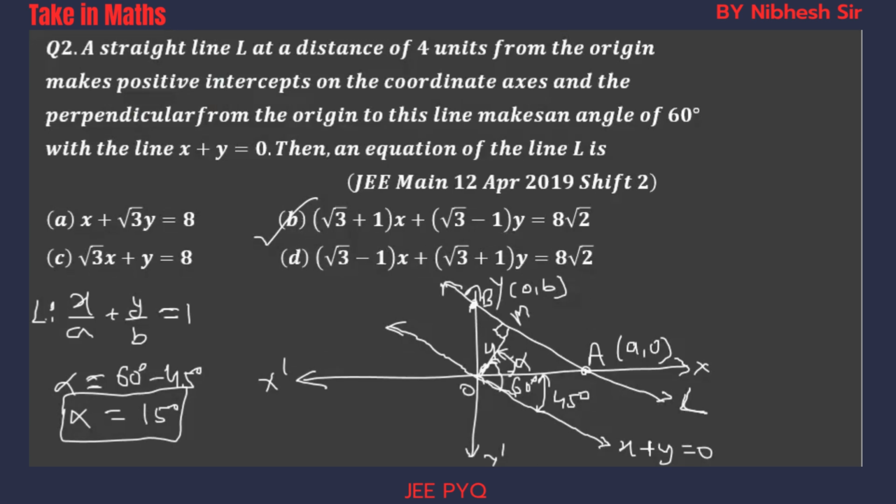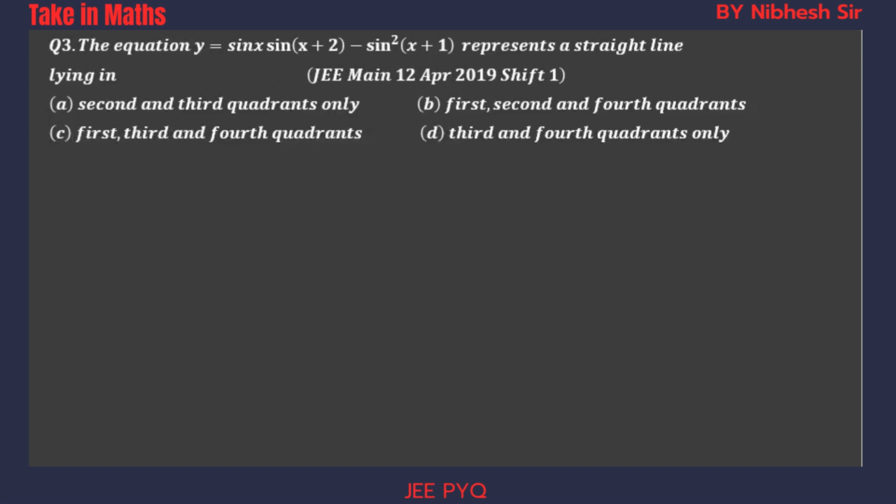Okay, so let us continue with the next question. The next question is question number 3, and in it we have the equation y = sin x + 2 − sin²(x + 1), which represents a straight line lying in which quadrant? Second and third quadrants only, first, second and fourth quadrants only, first, third and fourth quadrants, third and fourth quadrants only.